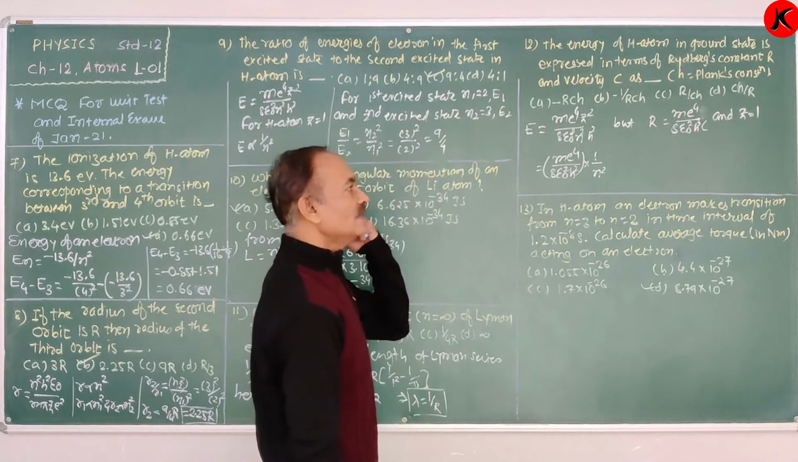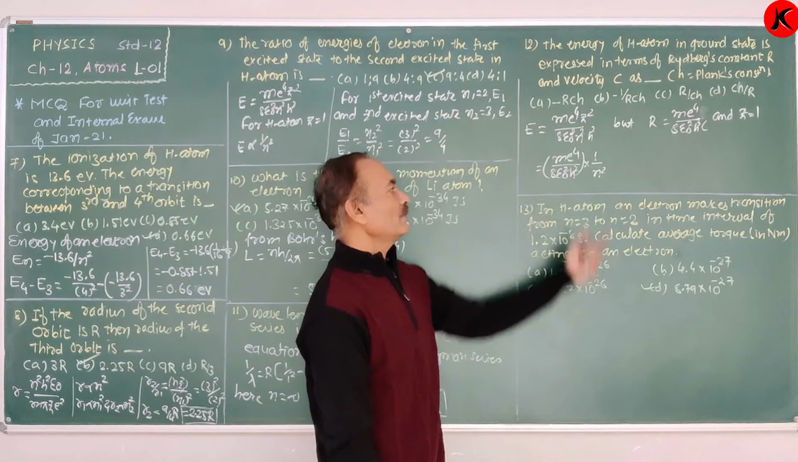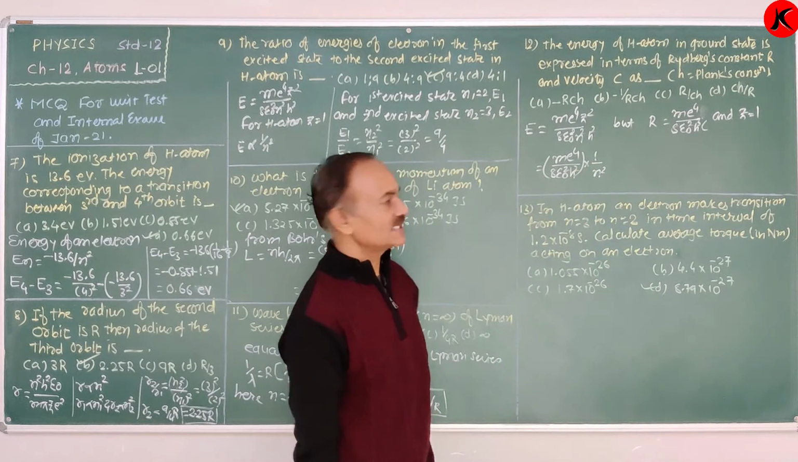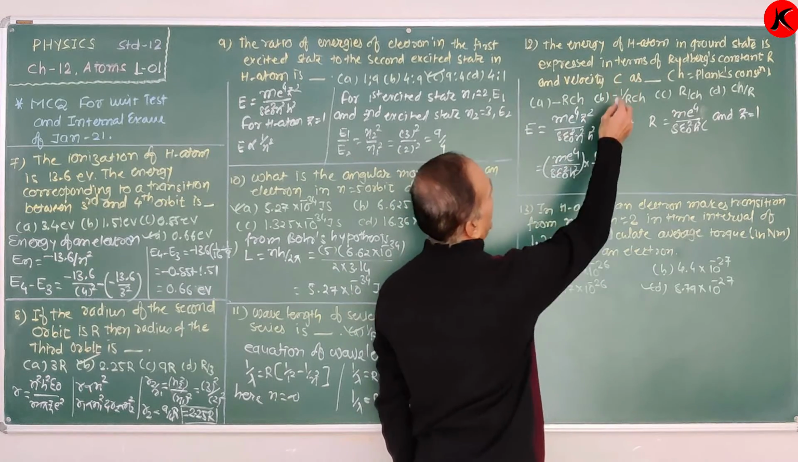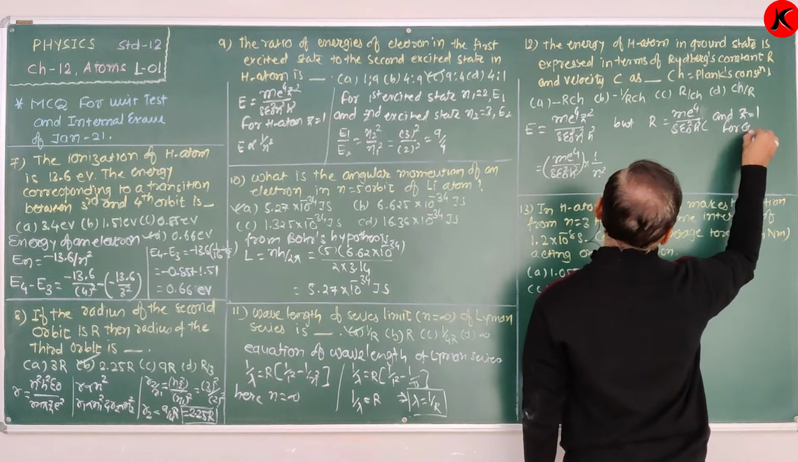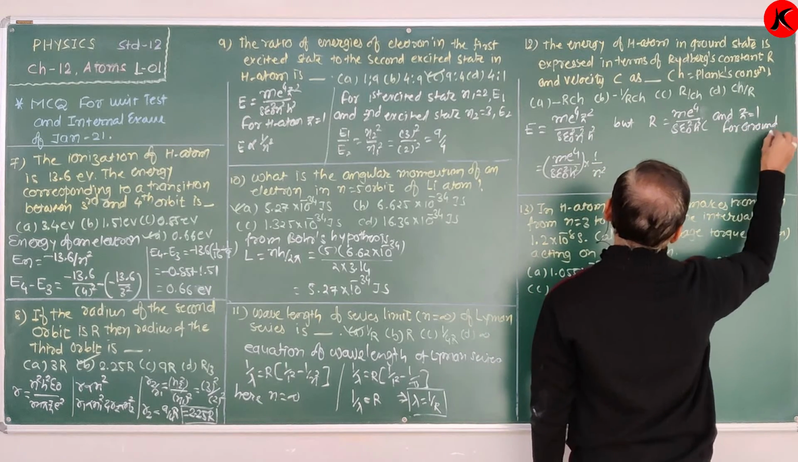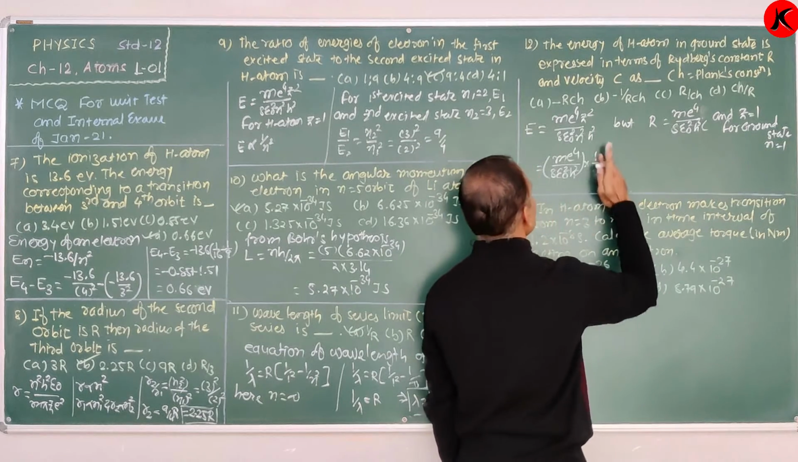But here in the denominator term, c and h are also required. Therefore, we multiply and divide it by ch. And for the ground state, n is equal to 1, n is equal to 1. Therefore, this term is cancelled.